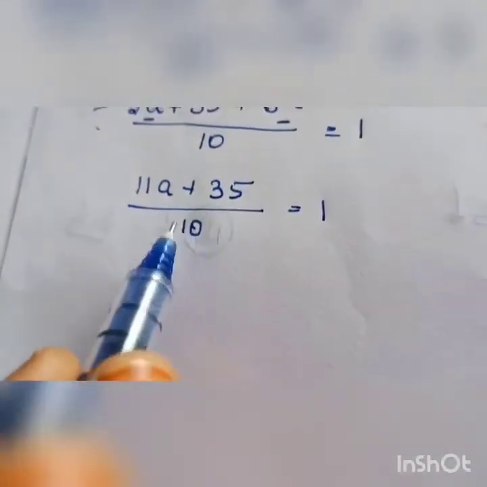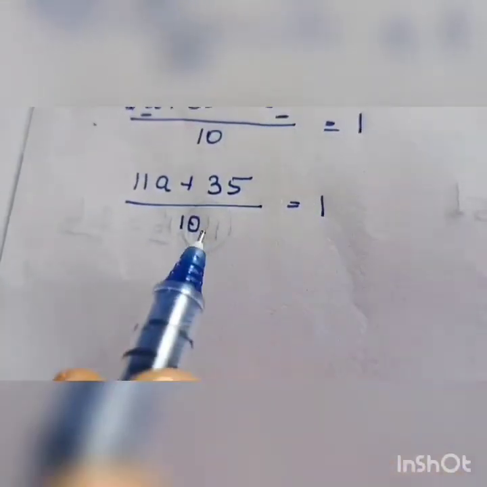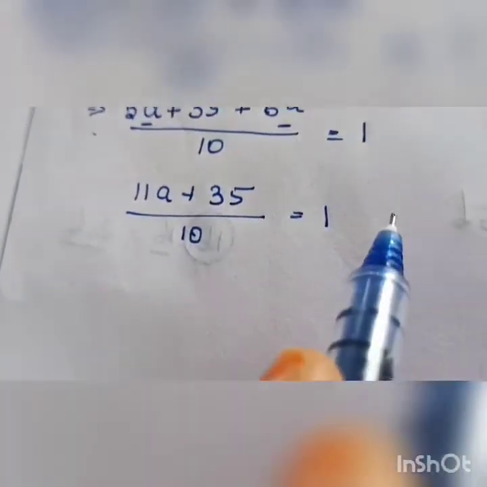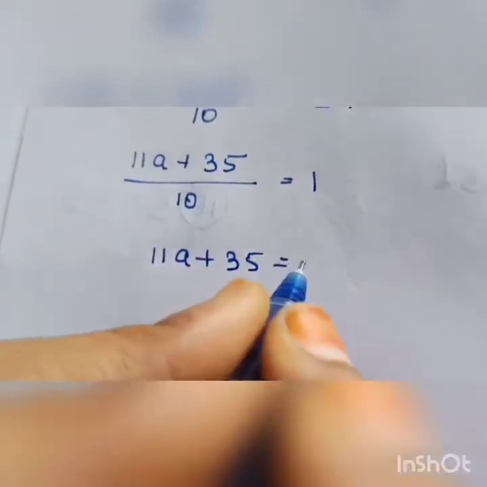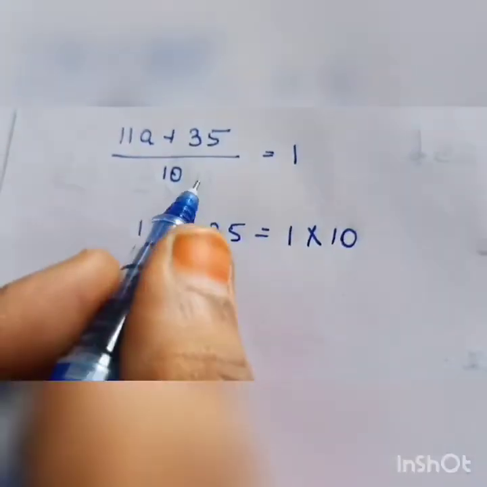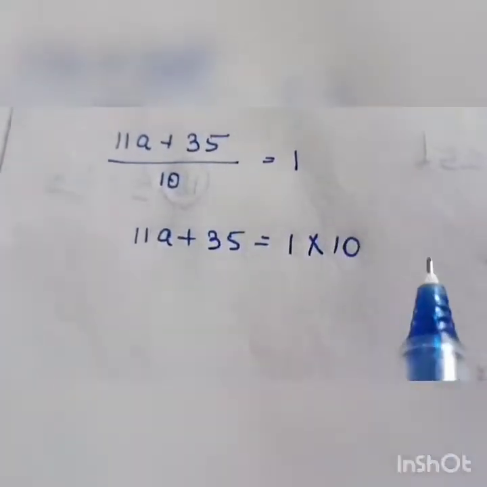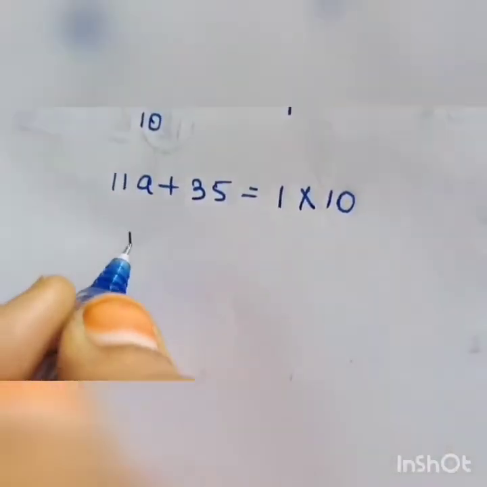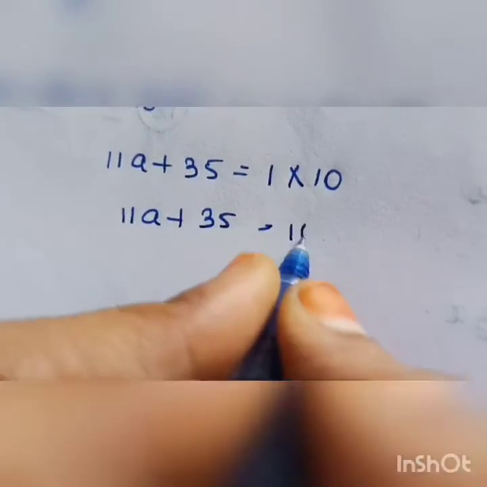So first we have to move this 10 to the other side. Divide becomes multiplication. If you want to move 10, it becomes multiplication. So 11a plus 35 equal to 1 into 10. If you move from one side to the other side, divide becomes multiplication. So simplify this: 11a plus 35 equal to 1 into 10, which is 10 only.